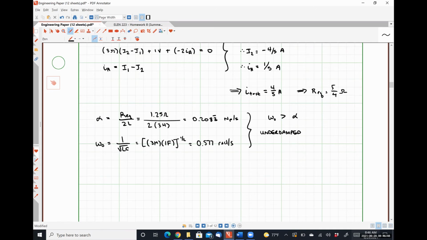Since the system is underdamped, I'm going to go ahead and calculate omega D. So omega D will be the square root of omega naught squared minus alpha squared. So that looks like 0.577 squared minus 0.208 squared. So something in the ballpark of 0.538 radians per second.